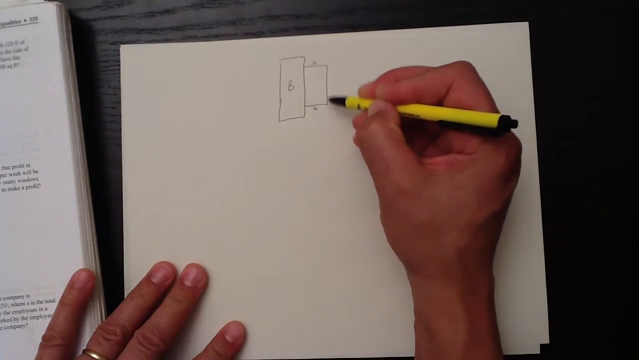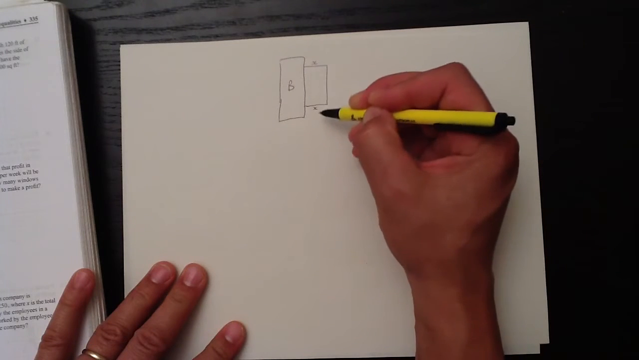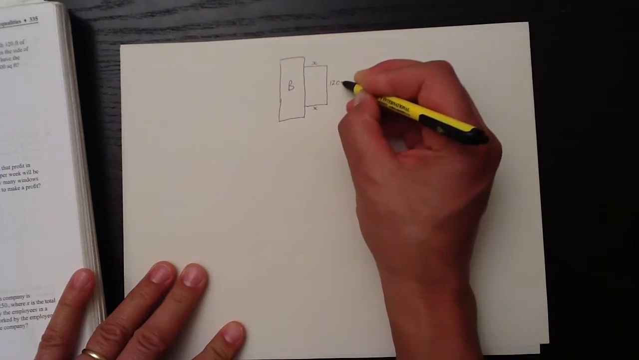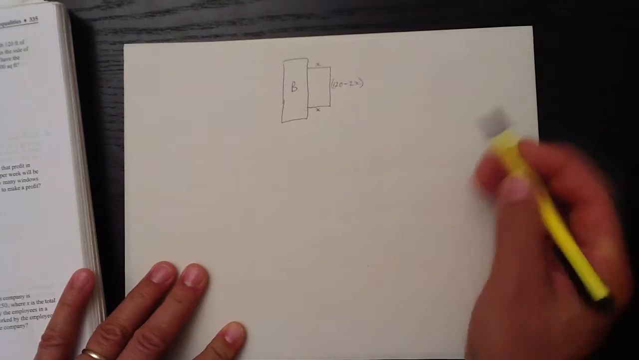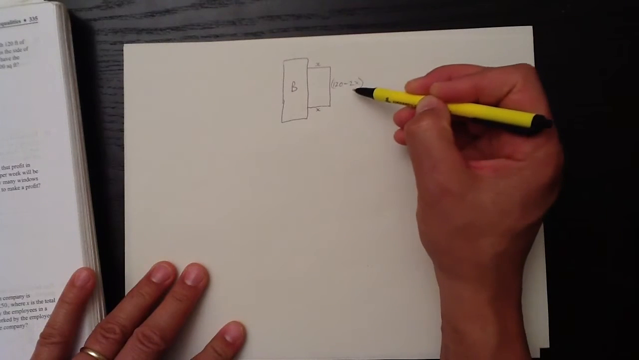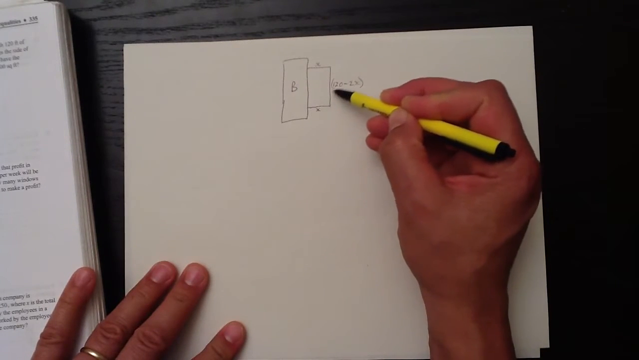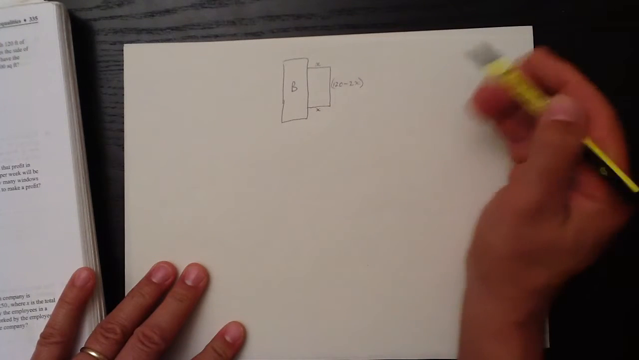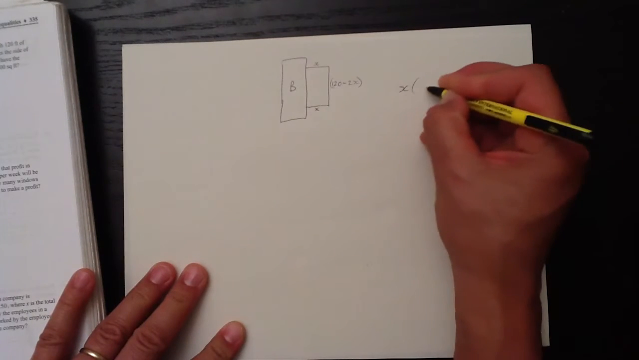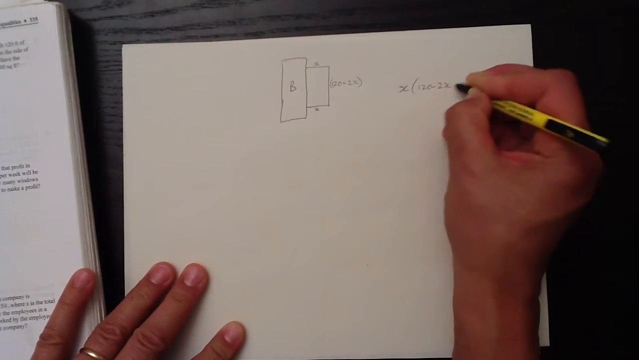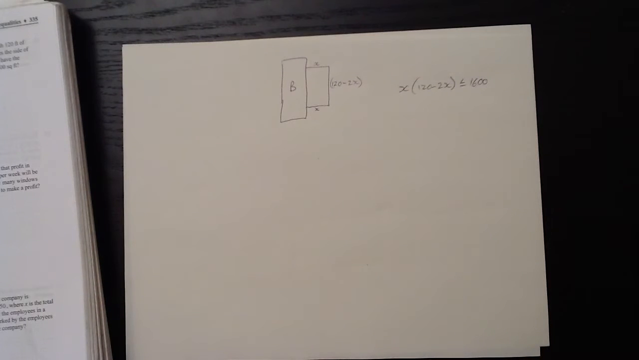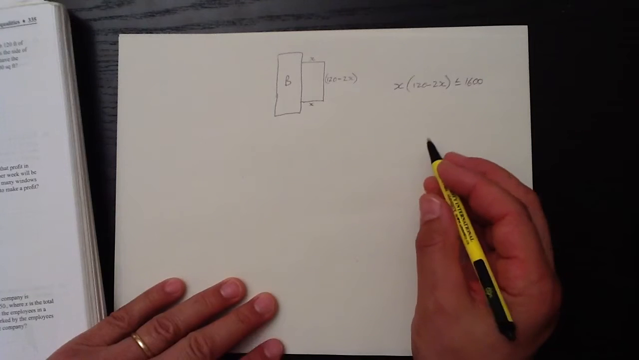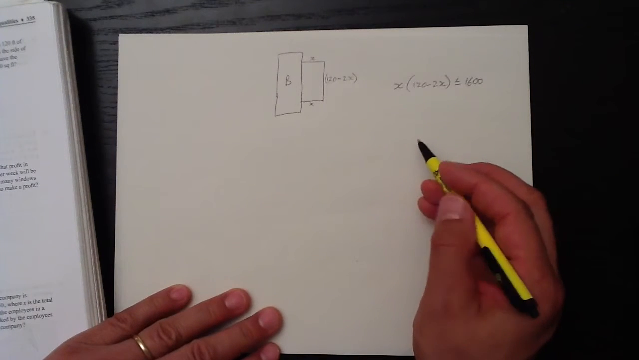Well, we know that there's 120 feet total, and that's x, so 120 minus this x and that x, or minus 2x, actually gives us a description of the length here, but using x. And that means that the area, of course, is x times that stuff. So the area is x times 120 minus 2x. And that has to be less than or equal to 1,600. So we've got the makings of a quadratic, and we're going to solve it, and then we're going to deal with it like we've dealt with the quadratics earlier in the chapter.